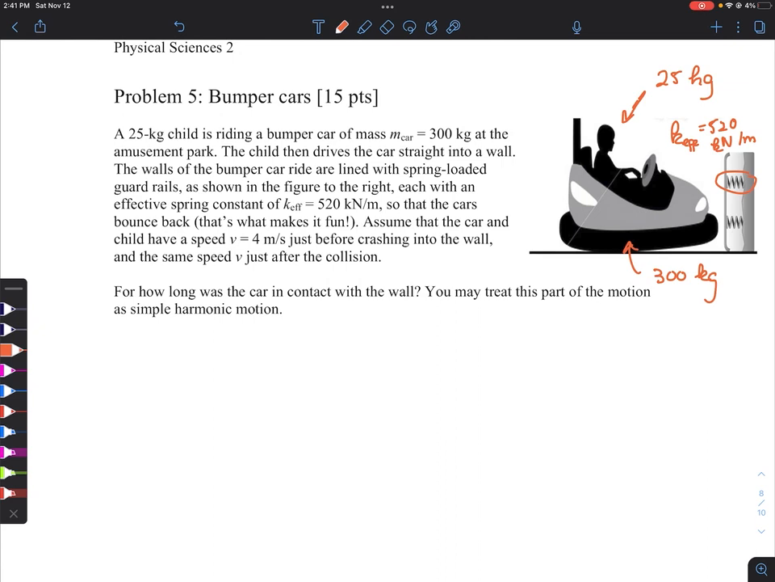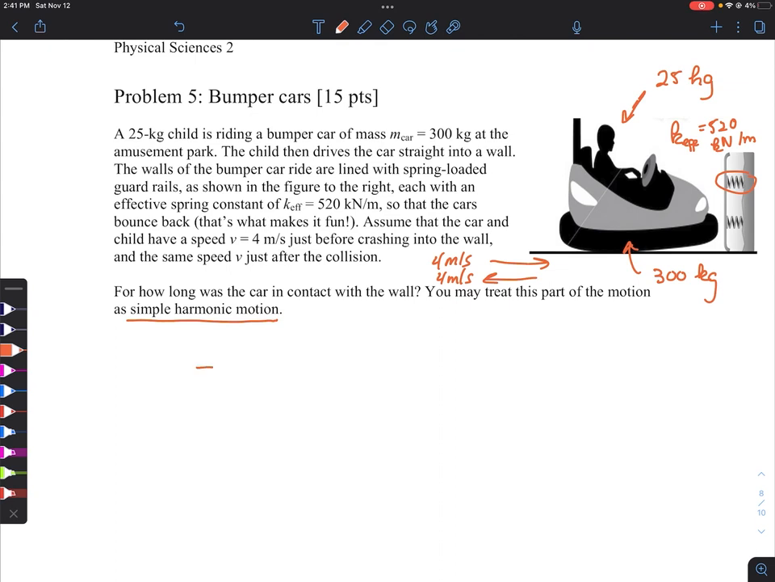Assume that the car and the child have a speed of 4 meters per second just before crashing into the wall, and the same speed after the collision in the other direction. For how long was the car in contact with the wall? You may treat this part of the motion as simple harmonic motion.